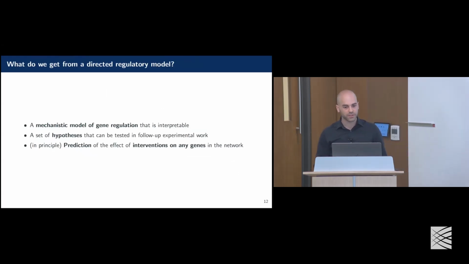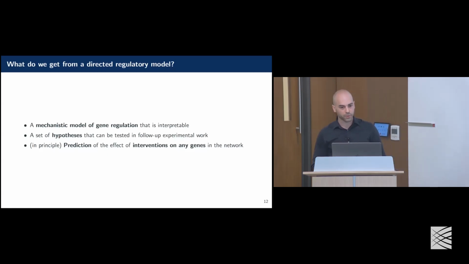So what do we get from this directed regulatory model? First, we can call it a mechanistic model because we get which gene influences which one. And ideally, that's already interpretable as such. Second, we get a set of hypotheses that can be tested in follow-up experimental work. Ideally, we can show this to an immunology expert or a biologist, and the person can say, oh, that edge is actually something that we didn't know before. The story is a little bit complicated. I'll show you real data, but ideally, that's what we would like.